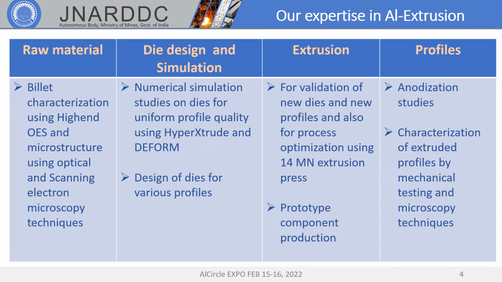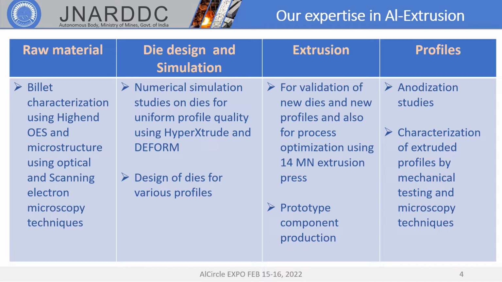Our expertise in aluminum extrusion is like this: raw material. For extrusion, it is the billet. We characterize its chemical composition and microstructure using high-end OES and optical and SEM microscopes. Die design and simulations, we take up numerical simulation studies on dies for uniform profile quality using HyperXtrude and DEFORM. And also we design dies for various profiles.